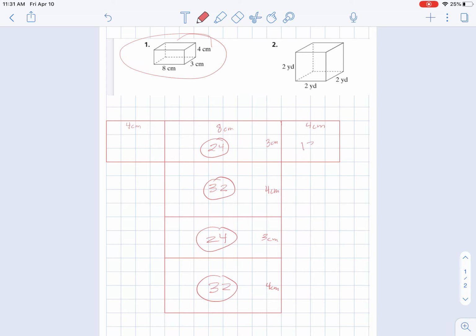Then we can't forget our little sides here. 3 times 4 is 12. 3 times 4 is 12. So now we can add up each of these areas and that will give us our surface area. So we've got 32 plus 32 plus 24 plus 24 plus 12 plus 12, which gives 136. And it gives us our units, centimeters. So we'll say centimeters squared. 136 centimeters squared would be our surface area for that first box.